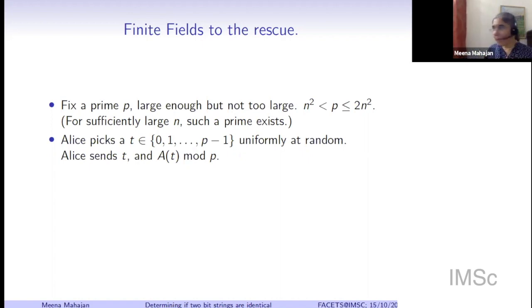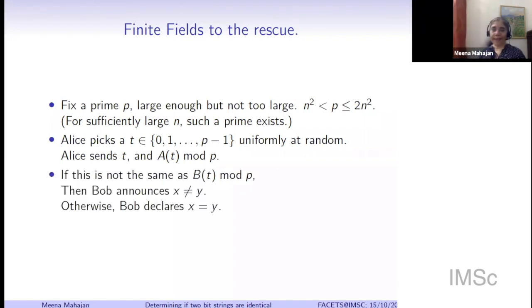This brings down the communication, no? Because the remainder when it is divided by p cannot be a number as large as n to the n minus 1. The remainder can be at most p minus 1. So she's sending a number of that size. Bob gets t from Alice, evaluates his polynomial at t, and looks at the remainder mod p. If the two remainders are different, Bob knows x is not equal to y and announces that. Otherwise, Bob declares x is equal to y.